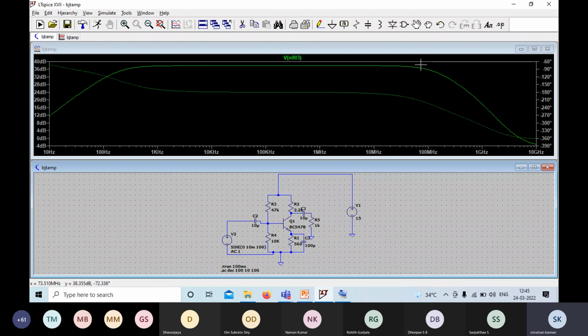This is the output waveform, the frequency response of the common emitter amplifier. Now I'm going to remove this capacitor. Let us see the effect of removing the bypass capacitor.